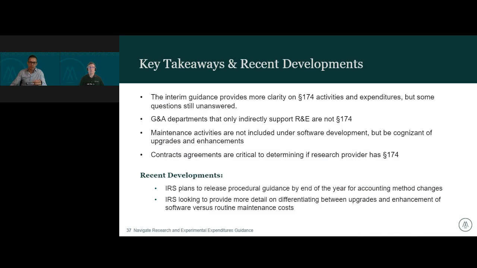All right. Let's revisit some of the key takeaways and touch on a few recent developments in the next couple minutes. First, we've gained clarity on 174 activities. Some questions are still unanswered, but we're optimistic that many of those will get addressed in either the proposed or the final regulations after the government receives several rounds of comments. Second, activities that only support research activities indirectly, such as those by G&A departments that Josh mentioned, are not required to be capitalized. So that's good news.